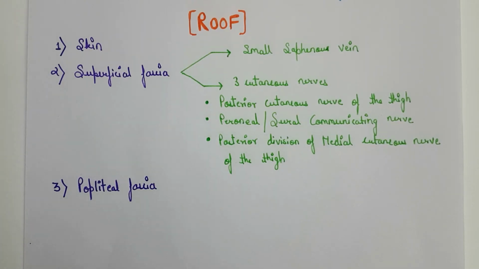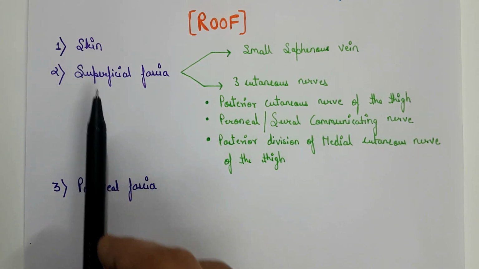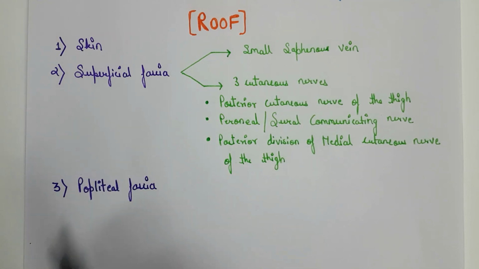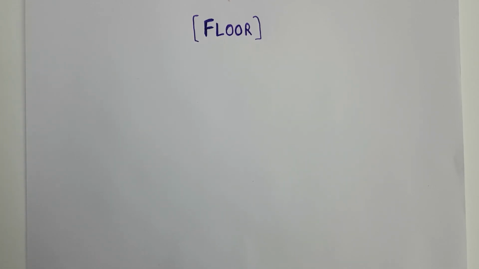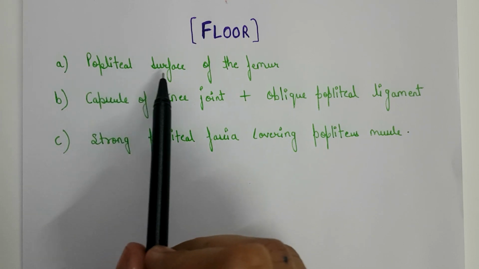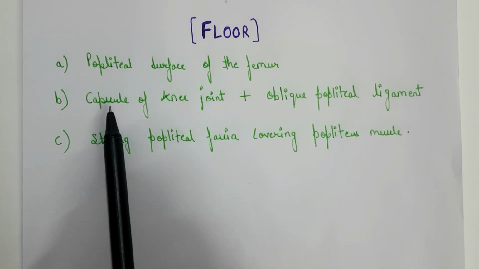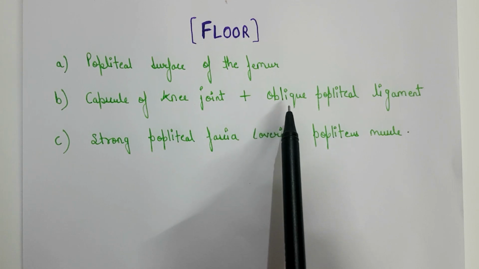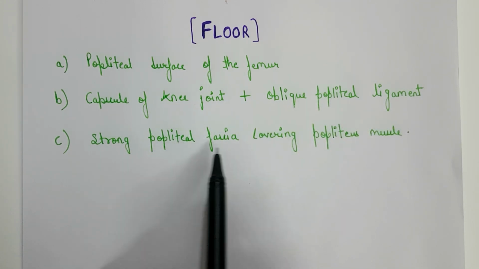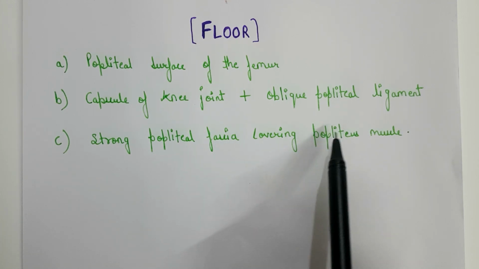So concluding the roof, we have skin, superficial fascia, the popliteal fascia, and the structures embedded in the superficial fascia. Now let us talk about the floor of the popliteal fossa. The floor of the popliteal fossa is formed of three structures situated above downwards. So the structures of the floor are the popliteal surface of the femur bone. Next we have the capsule of the knee joint along with the oblique popliteal ligament. And finally we have the strong popliteal fascia which is covering the popliteus muscle.